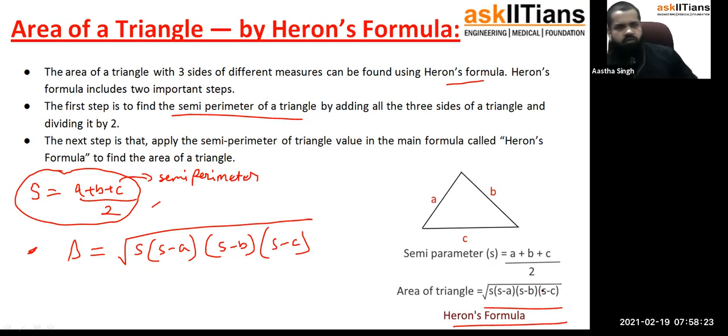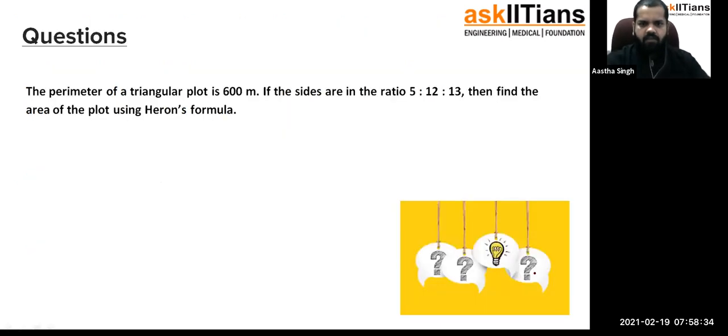It will be very useful for a scalene triangle, for any triangle, right? It can also be used for your right-angled triangle and your equilateral triangle, okay? So let us see how this formula works. We'll do some questions. The question is: the perimeter of a right-angled triangular plot is 600 meters, right?